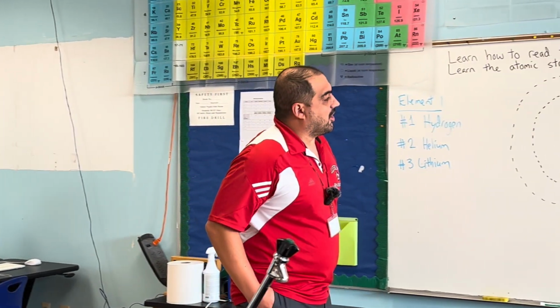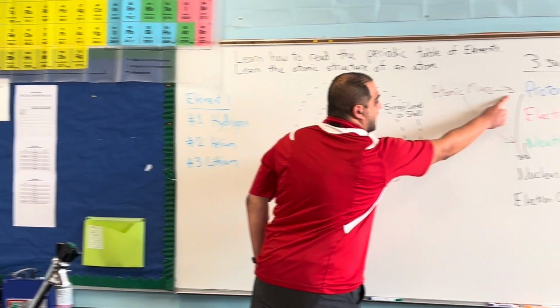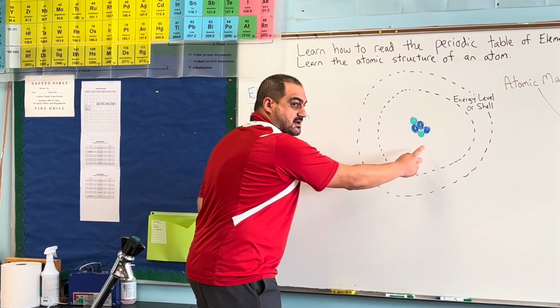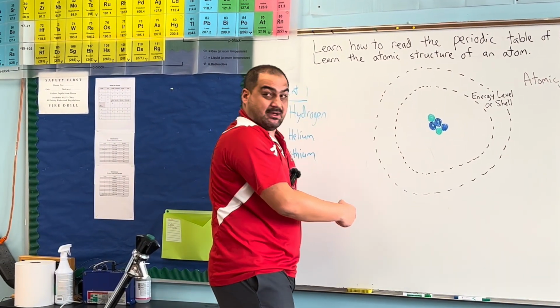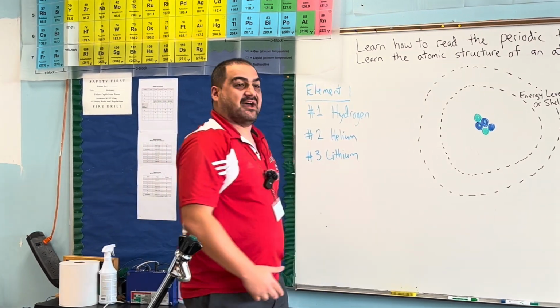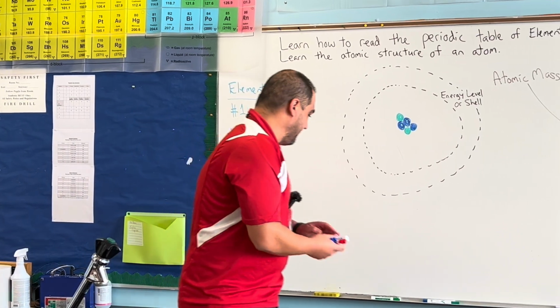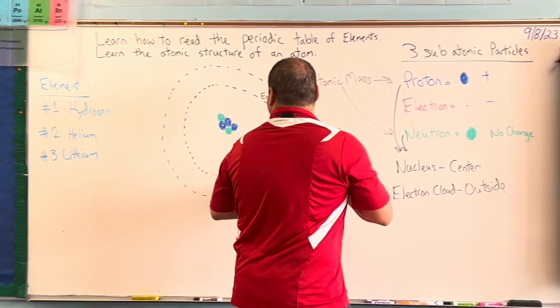We can't have half an atom or a part of an atom, so we round it to 7. So if the atomic mass is protons plus neutrons, and we have 3 protons, but we need to get to 7 because the atomic mass is 7, how many neutrons do I have to have? Everybody? 4. Yes. All right, 4. So I'm going to draw 4.